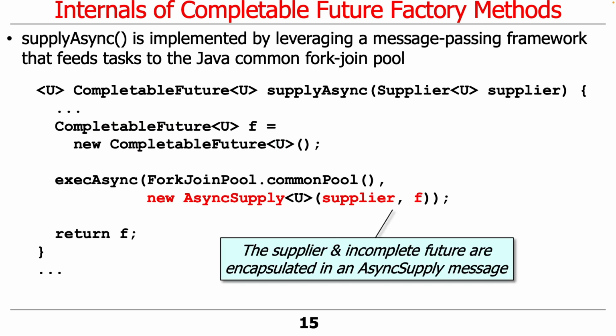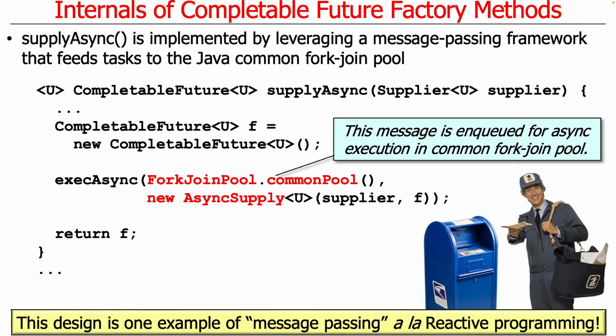And then we take that incomplete completable future, we take the supplier that was passed in as a parameter, we wrap that up inside a helper class called async supply, and then we give that to the async exec async method, passing also in the common fork join pool. So the common fork join pool is used to execute this async supplier in some background thread.